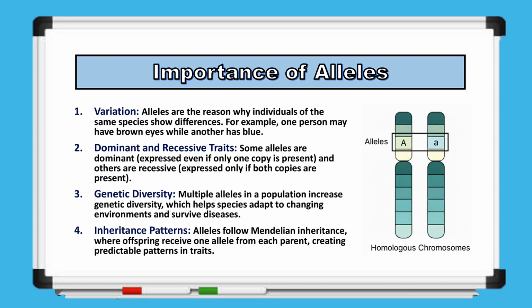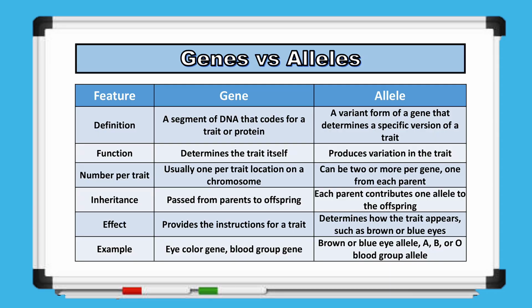Third, alleles contribute to genetic diversity. The presence of multiple alleles within a population increases genetic variation, which helps species adapt to changing environments and survive diseases. Finally, alleles follow predictable inheritance patterns. According to Mendelian inheritance, offspring receive one allele from each parent, which creates consistent patterns in how traits are passed on. These alleles are carried on homologous chromosomes, where each chromosome in the pair has the same genes, though they may carry different alleles. Now let's examine the difference between genes and alleles.